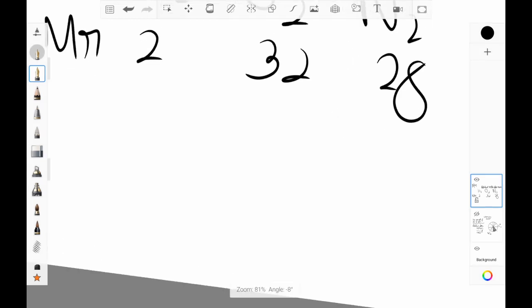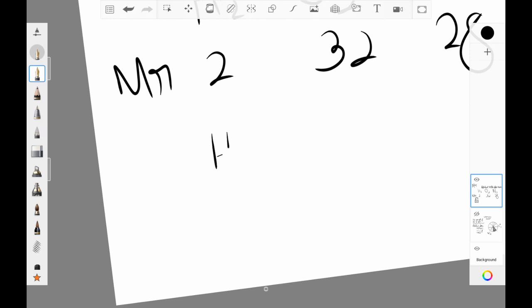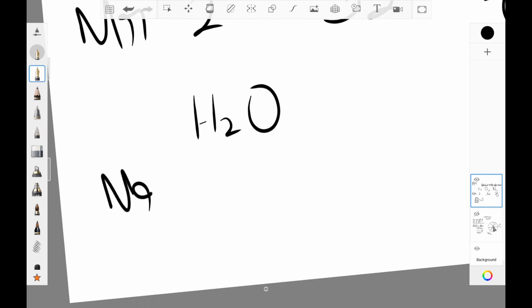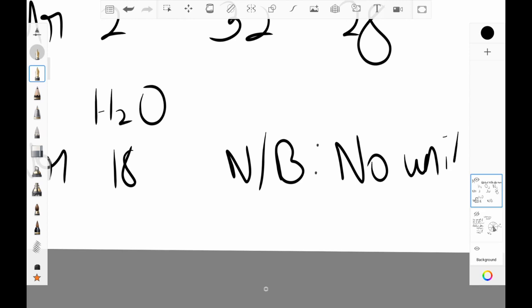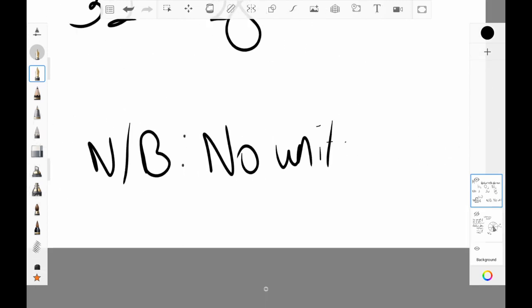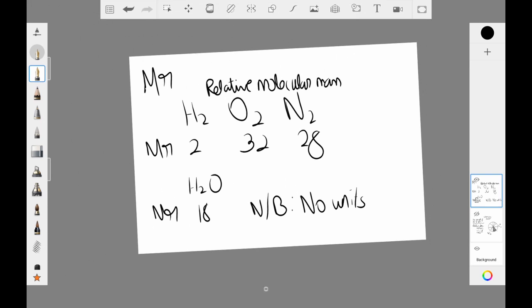Again, the concept is the same. Something like H2O, for example, has an MR of 18. So a molecule of water is 18 times heavier than 1/12 of a carbon atom. And a note that I want you guys to remember is that MR and AR don't have any units. If you think about it, an AR or MR is just a comparison between two things, so you don't need a unit for that. And that's just something you need to remember for calculations and things like that.